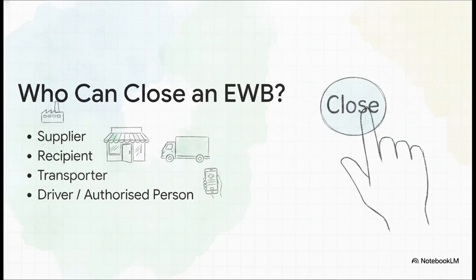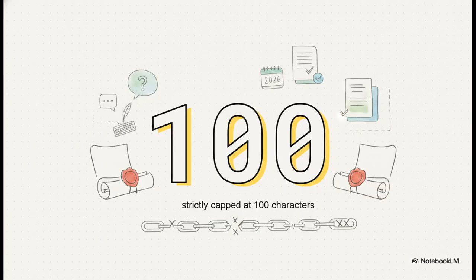Pretty much any key player can close this out. The supplier, the recipient, the transporter, you name it. You can do it bill by bill or bulk it by date. And get this, even the truck driver can close it right from their phone via a mobile portal, as long as their mobile number was linked when the e-way bill was generated. Talk about decentralized. Oh, and a quick quirky technical detail for anyone designing user interfaces right now. If you choose to leave closure remarks in the system, you are hard-capped at exactly 100 characters. So, keep those delivery notes short and sweet.